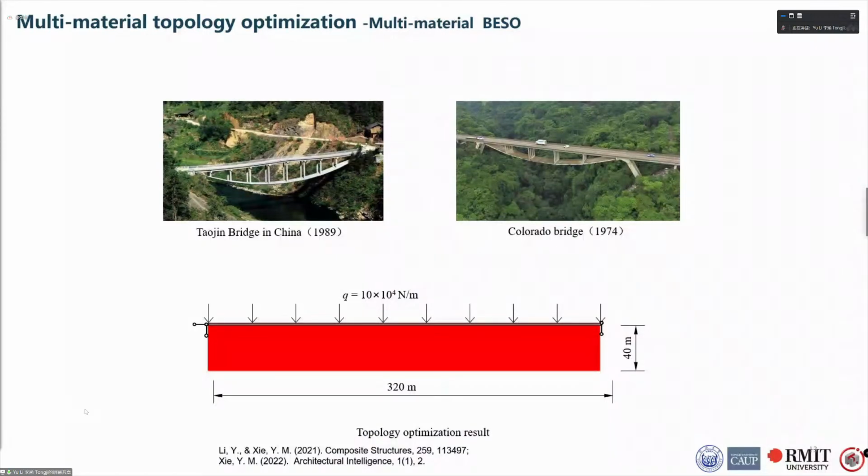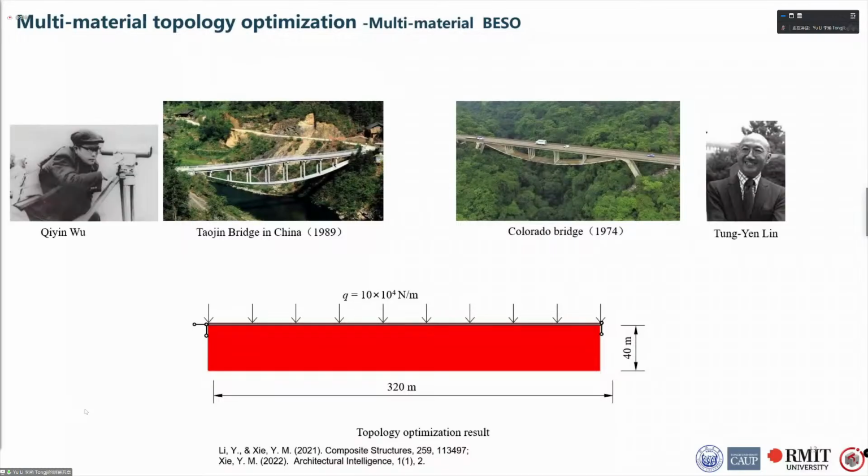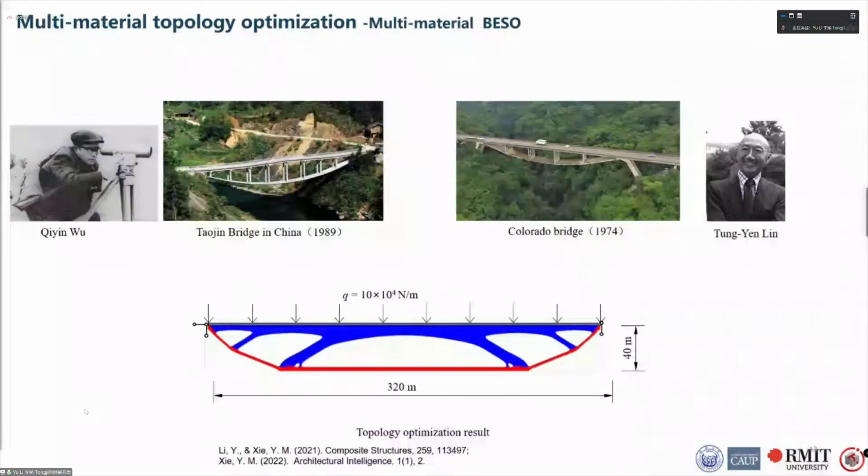So, using the multi-material BESO method can generate efficient composite structures. Here we use this method to simulate a kind of bridge form, which is the stress-driven bridge. The structure obtained by using multi-material topology optimization is very similar to two famous rail bridges, named Tongji Bridge and Colorado Bridge, designed by Qin Wu and Tong Yanlin respectively.